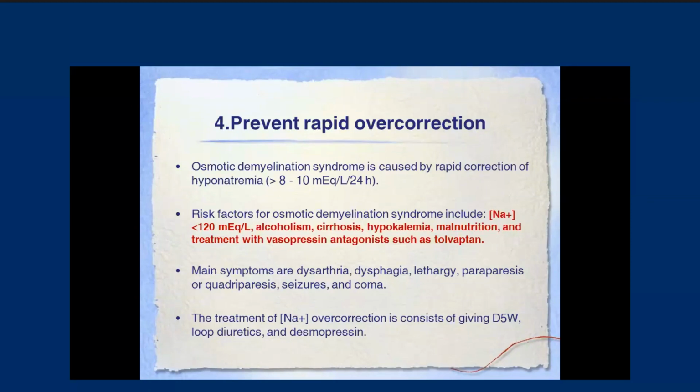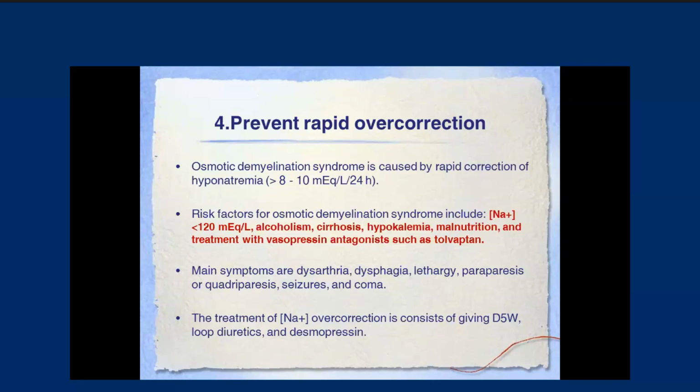The other is a high rate of correction. If we correct the sodium by more than 8 to 10 milliequivalents per day, that's also a risk factor for the development of osmotic demyelinating syndrome. And the greater risk occurs if the patient transitions from chronic hyponatremia directly to hypernatremia.